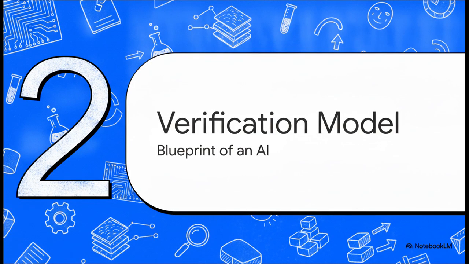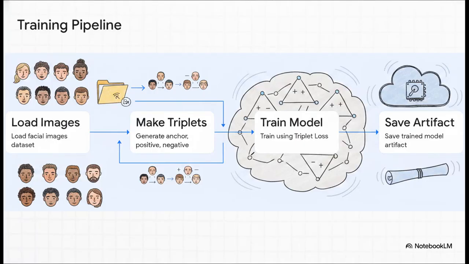Moving on to Section 2, building the verification model. This is basically the blueprint of an AI. Now, what's really interesting about this slide is that before we can audit the system, we need to step into the lab and see exactly how a ResNet 18 verification model is built from the ground up. Here's the precise chronological pipeline.